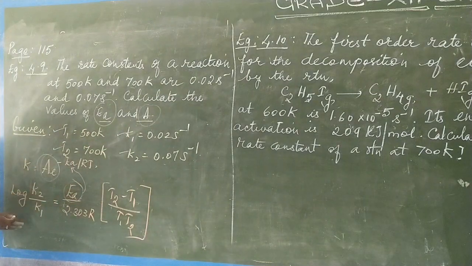So for that I have to start with this equation and find the value of EA. Then this EA value has to be substituted here. So then I can find out the value of A.